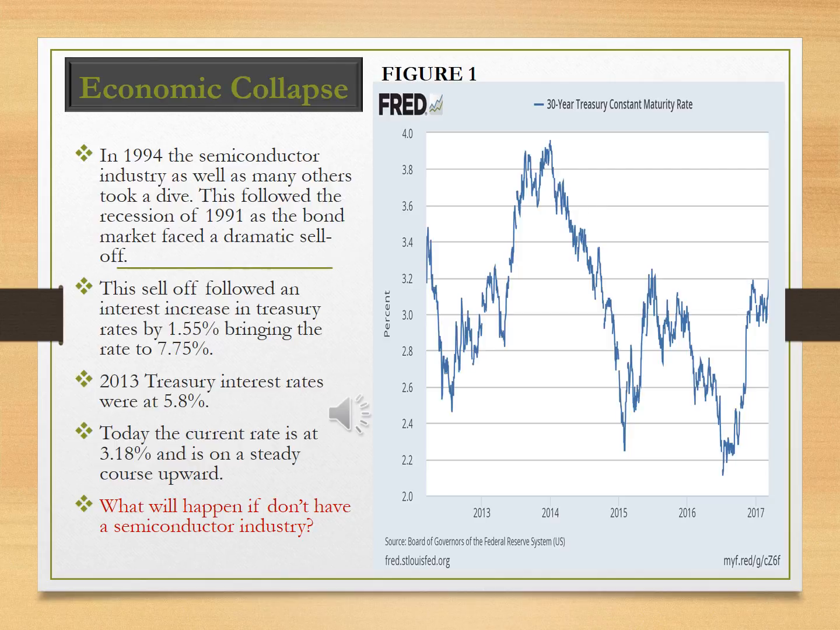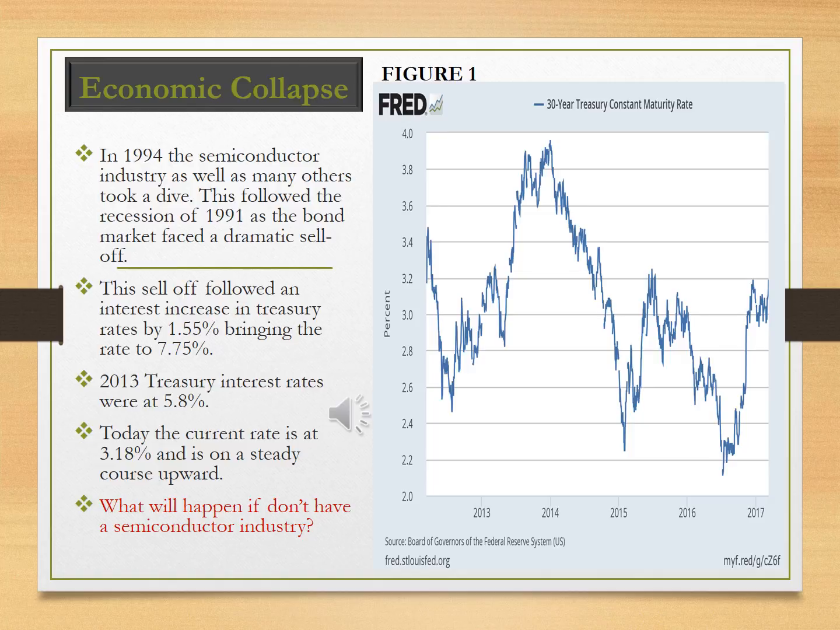Economic collapse. In 1994, the semiconductor industry, as well as many others, took a dive. This followed the recession of 1991 as the bond market faced a dramatic sell-off. This sell-off followed an interest increase in treasury rates by 1.55%, bringing the rate to 7.75%. In 2013, treasury interest rates were at 5.8%, and to further provide perspective, today the current interest rate is at 3.18% and is on a steady course upward.